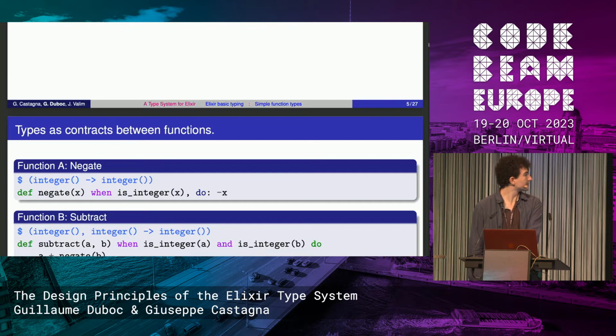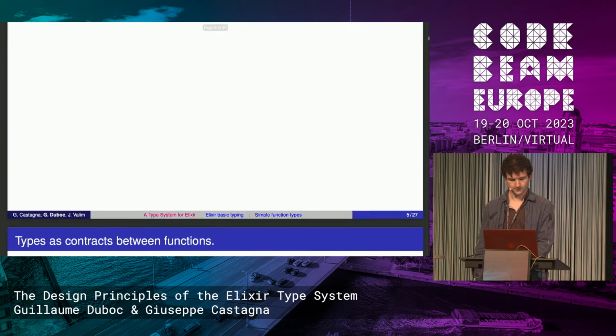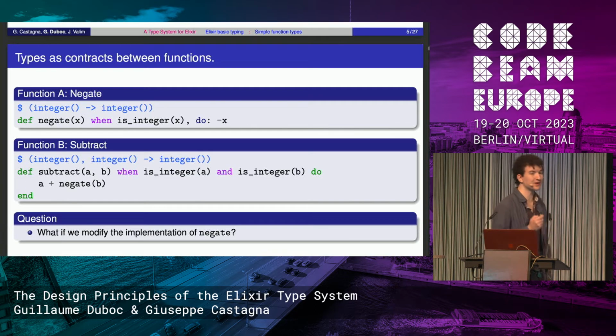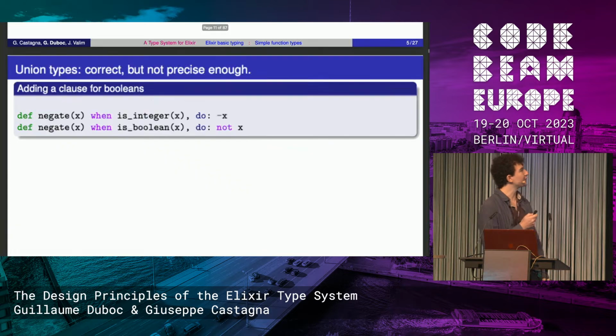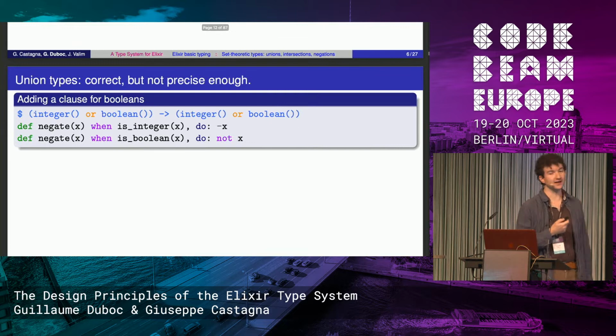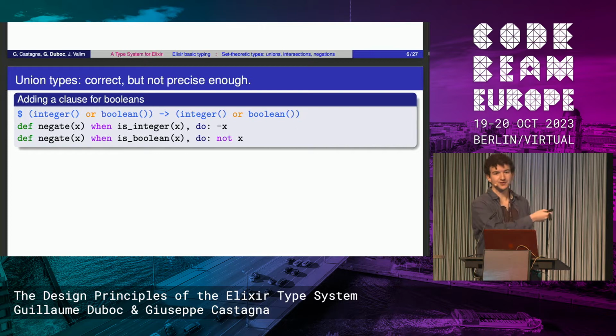What happens, though, if we modify the implementation of negate? If you add, for instance, a clause that's going to work on booleans, now you have to write a new type annotation, and here's the kind of annotation that you may write. This is the type of functions that, when given a value that is either an integer or a boolean, return something that's either an integer or a boolean.